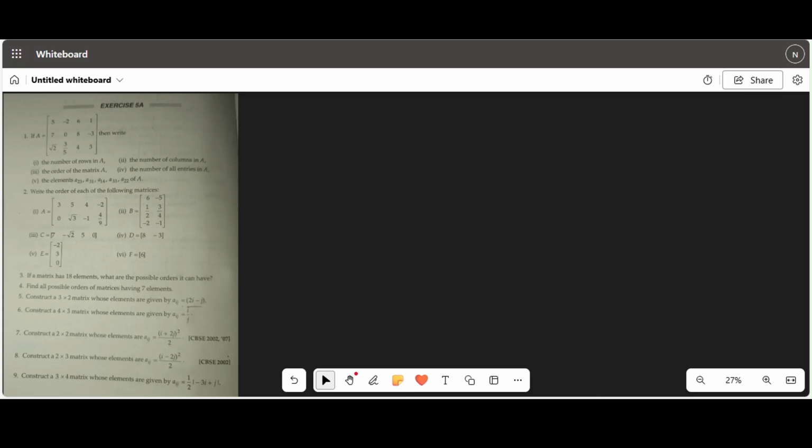Today we are diving into an exciting topic from R.S. Agarwal's Class 12 Mathematics book, Exercise 5A on matrices. So, what are matrices? Matrices are a fundamental concept in linear algebra and have numerous real world applications in computer science, physics, and engineering. We will go step by step through each question, breaking them down with clear explanations and solutions.